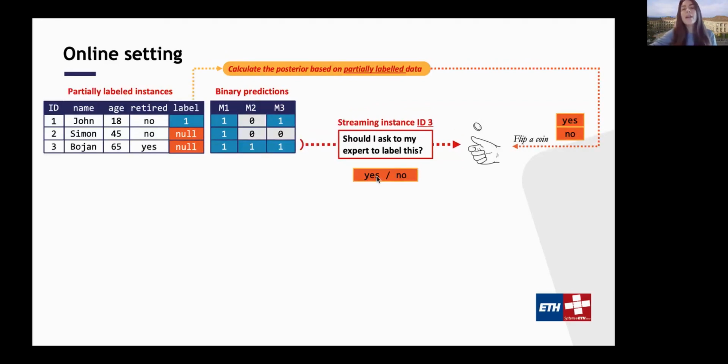Here I will again calculate the posterior belief based on the partially labeled data, but just a heads up: here I didn't query the second instance, which means that I still have the same evidence as before.